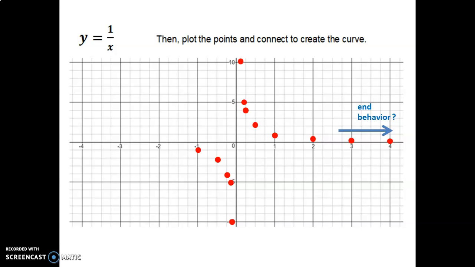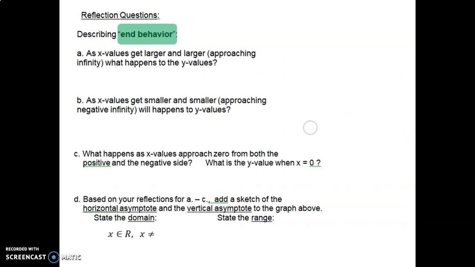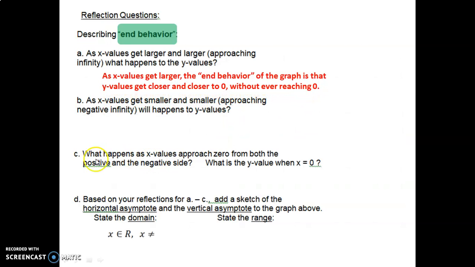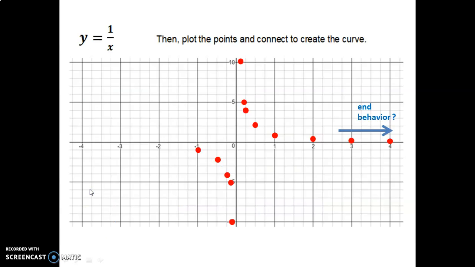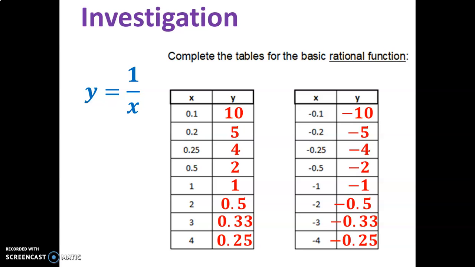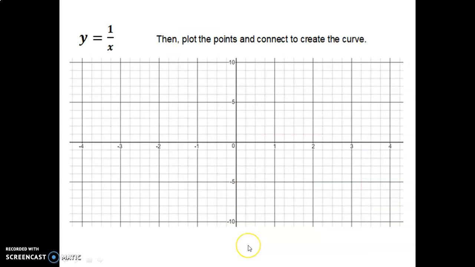What's going on? What's the end behavior there? Okay, maybe you wrote something like this. As x values get larger, the end behavior of the graph is that y values get closer and closer to 0, but they never reach 0. You may have noticed in our table, let's go back to the table. All right, x values get large, but these ones will keep becoming smaller, smaller decimals, but they'll never get to 0.